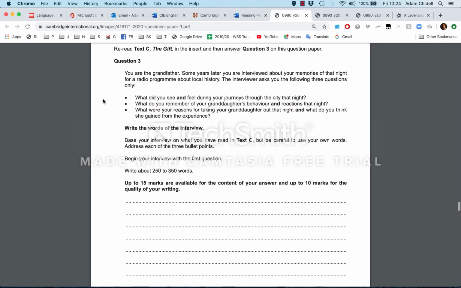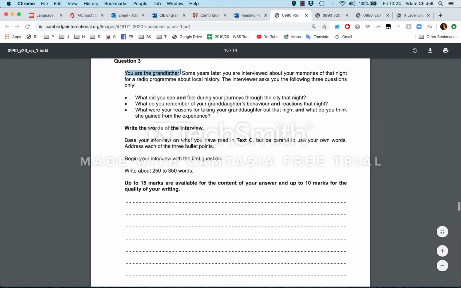And two other things to say: use the passage, don't rewrite the passage. This is something that CIE are very, very strict on. If you are simply writing out the passage, basically, that's no good. You need to use the information in there, but you are writing something entirely new. You are the grandfather, and you are writing the words of an interview.